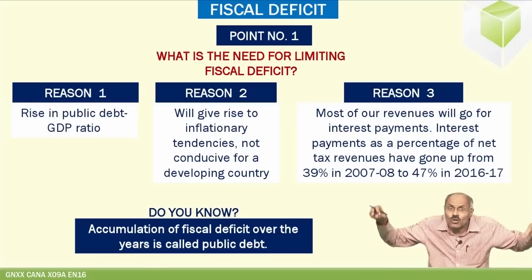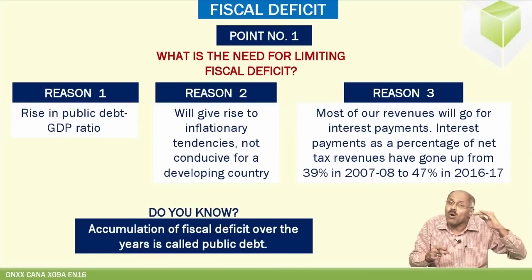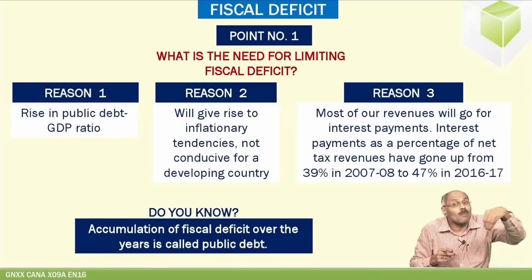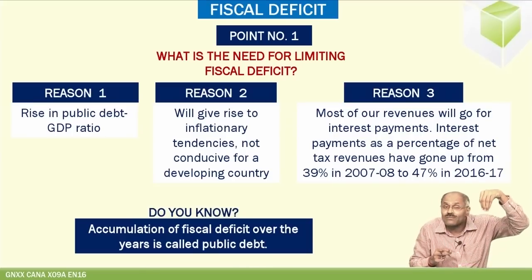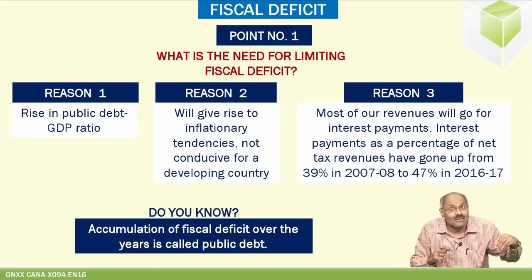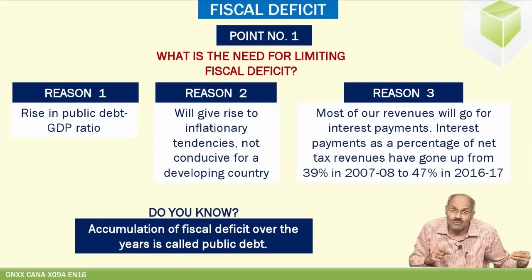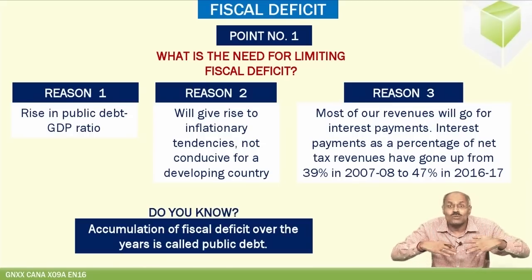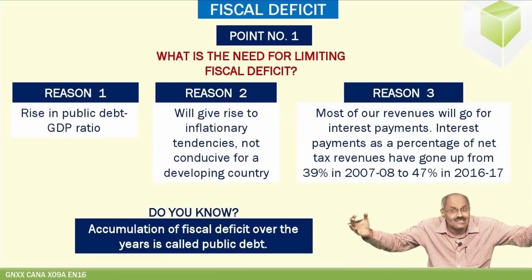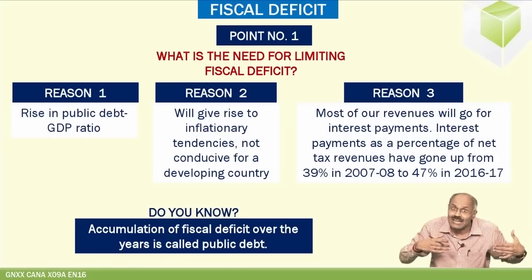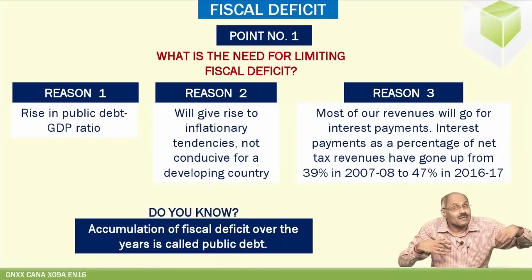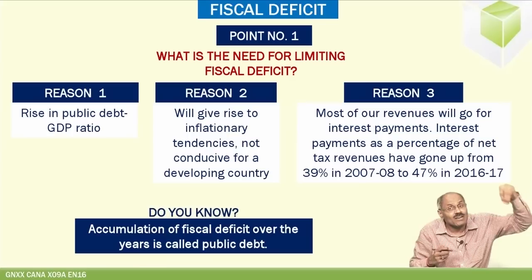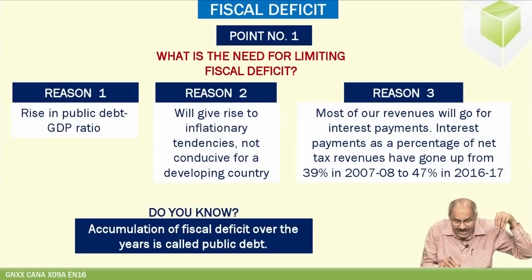This entire accumulation of fiscal deficits over a period of time is called public debt. So if the government borrows more money, what will happen? There will be a rise in the public debt to GDP ratio. The second important point is that it will give rise to inflationary tendencies, which is not conducive for a developing country like India.